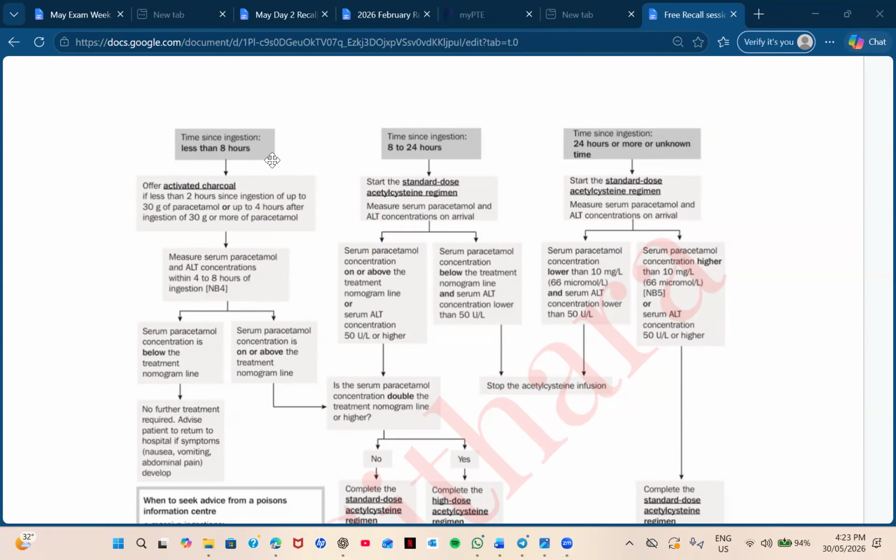Okay, this is from the eMedicine question. This is a very easy chart. They have taken the 8 hours. If it is less than 8 hours, then measure serum paracetamol within 4 to 8 hours of ingestion. They have not mentioned activated charcoal. If it is no, then you have to start with the acetylcysteine infusion, measure serum ALT and serum paracetamol level, and plot it on the paracetamol nomogram.